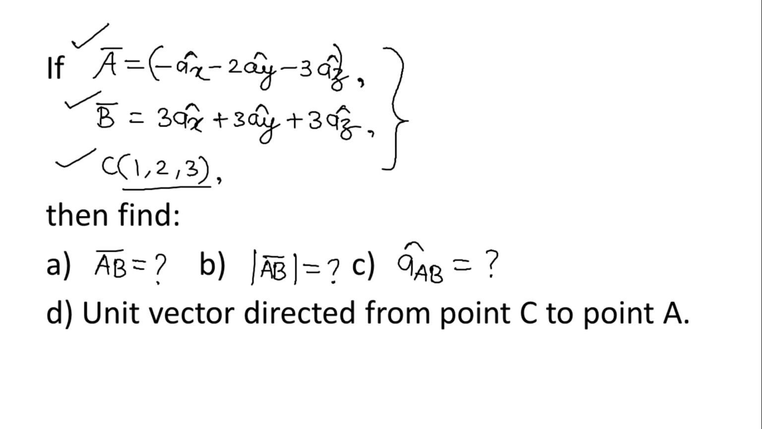Looking at these representations, AB bar is a vector that starts at point A and extends up to point B. The magnitude of the same vector is to be calculated in part B, and the unit vector directed from point A to point B is also to be determined. And lastly, we also have to answer what the unit vector directed from point C to point A is. So let us start solving this particular problem.